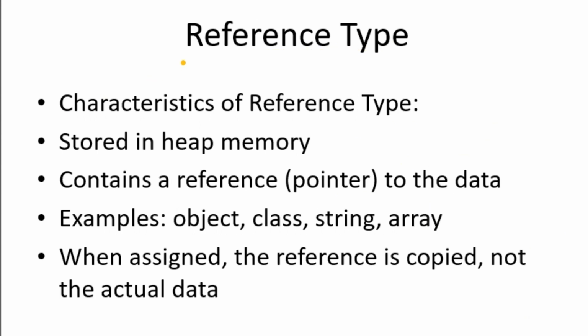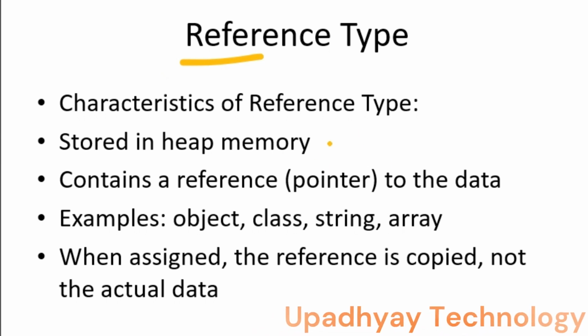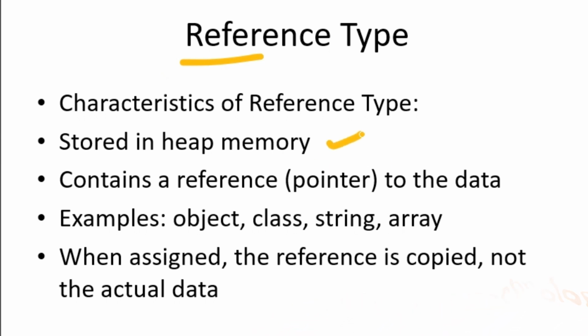Reference type. This slide describes the characteristics of reference types. Stored in heap memory. Reference types are stored in the heap, which can hold larger amounts of memory but is slower compared to the stack. Contains a reference pointer to the data. Instead of storing the actual data, reference types store a pointer to the memory location where the data is kept.